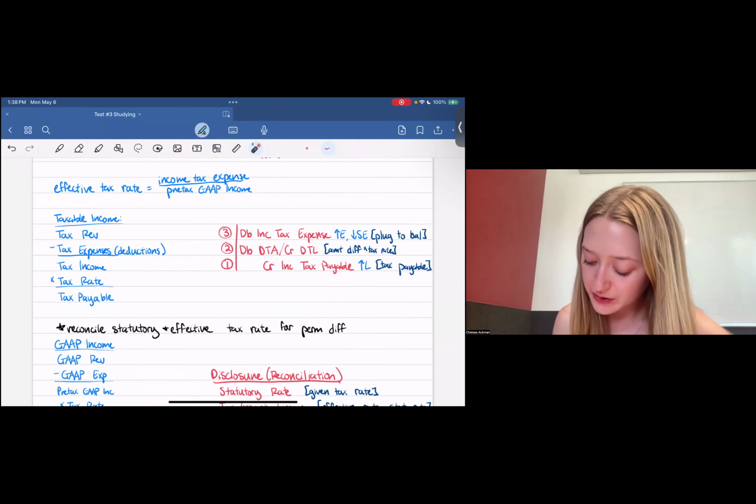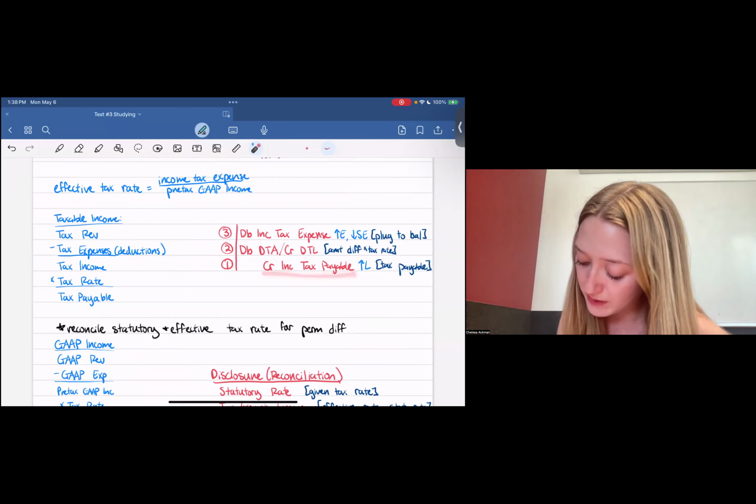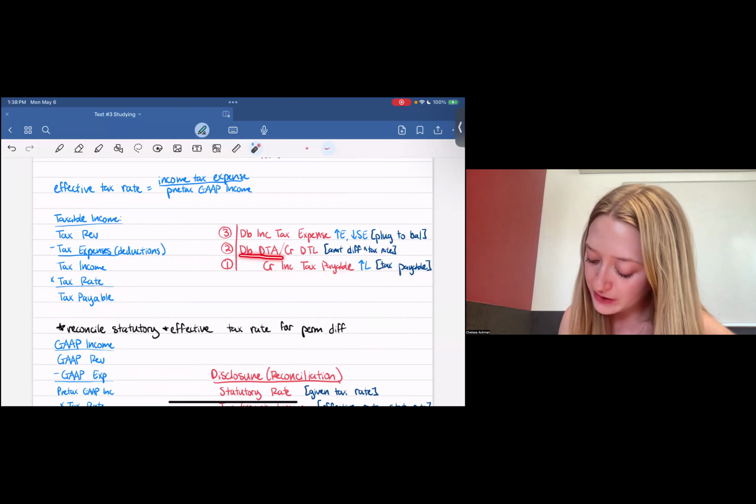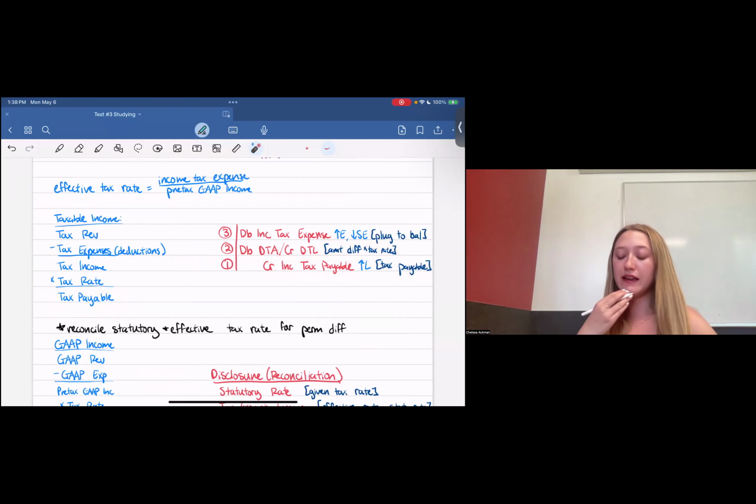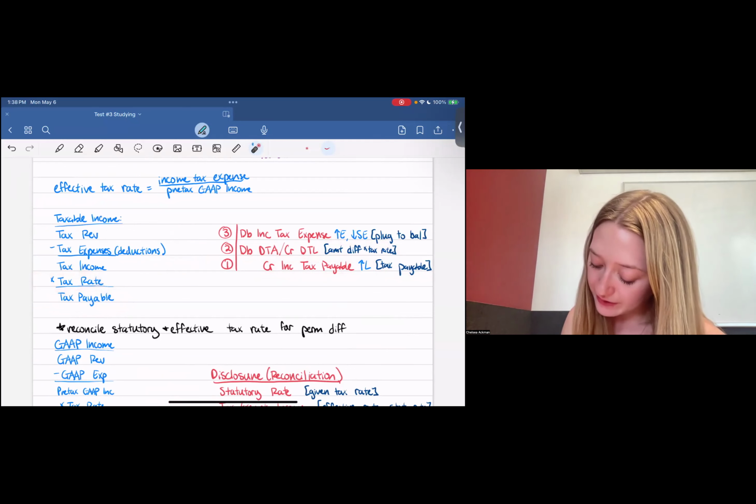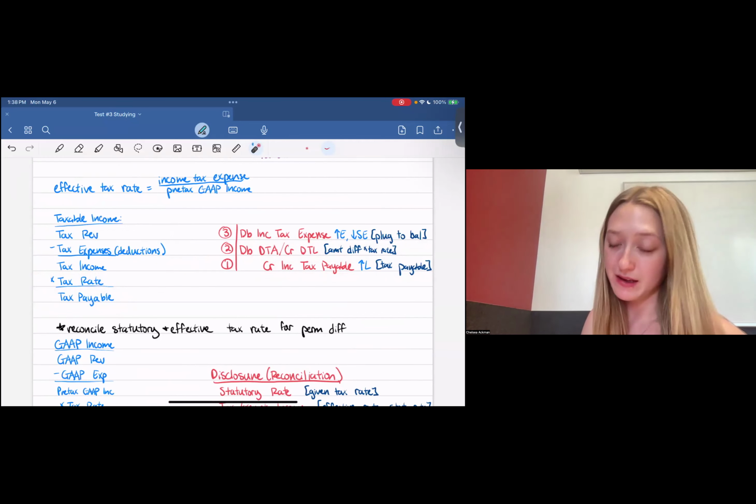The entry always starts with the credit to income tax payable, which is the tax payable amount. And then you're going to debit your DTA or credit your DTL, which is the amount of difference between the GAAP income and tax income times the tax rate. And then you're going to debit income tax expense as a plug to balance.